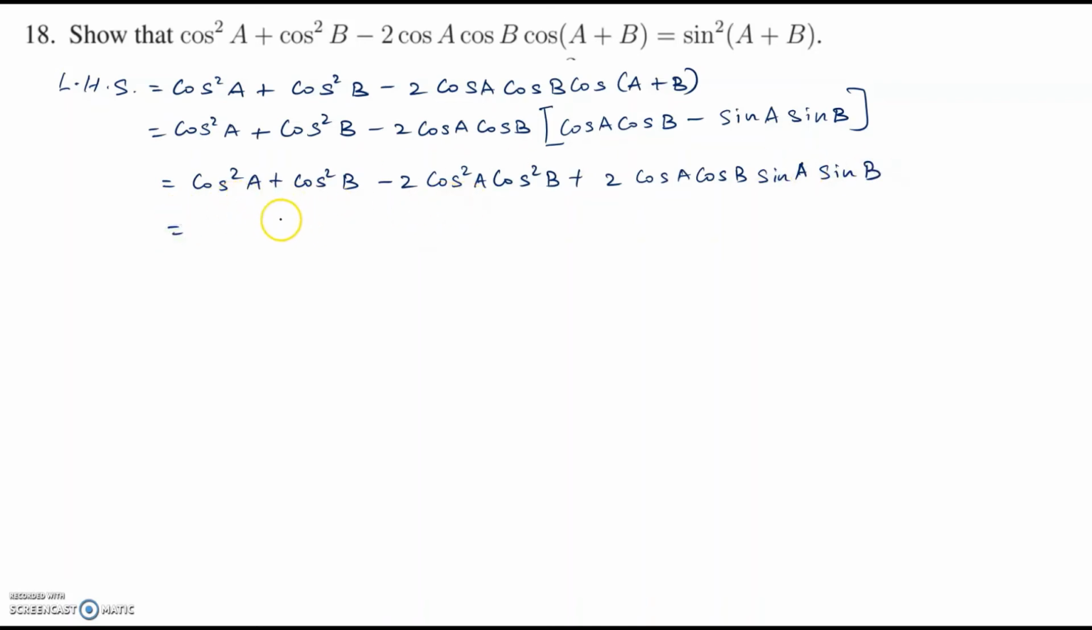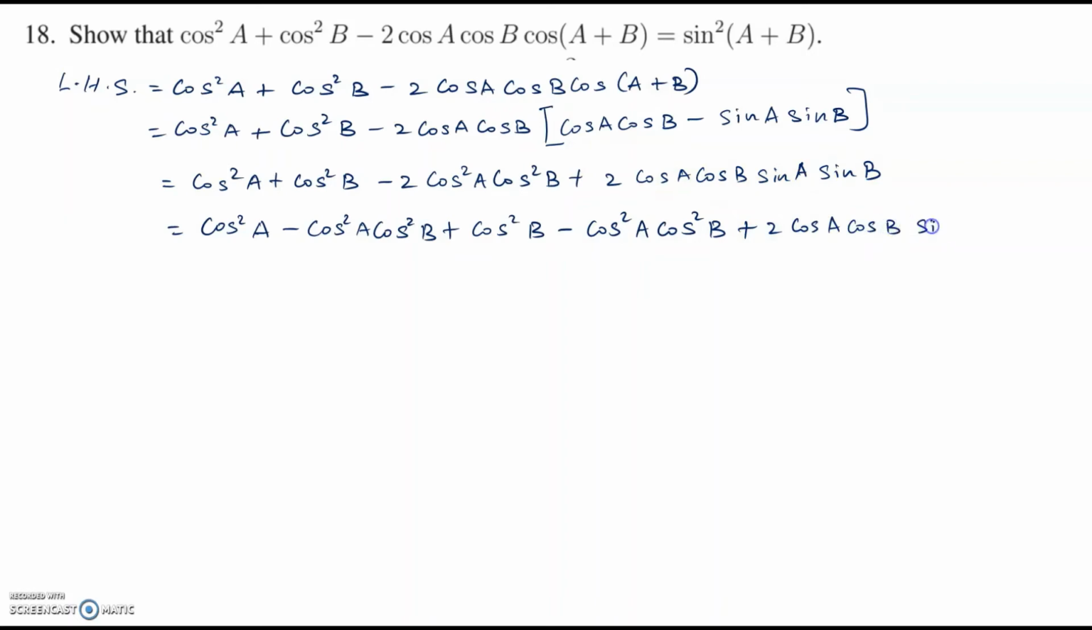We can now rearrange this as cos squared A minus, let's take one of the cos squared A cos squared B here, so cos squared A cos squared B. We have minus 2 cos squared A cos squared B, so I'm taking one term here. Then let's put the plus cos squared B. Then let's put the second term here, minus cos squared A cos squared B, plus our last term, which is 2 times cos A cos B sin A sin B.